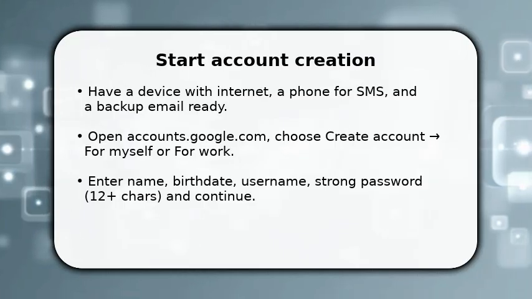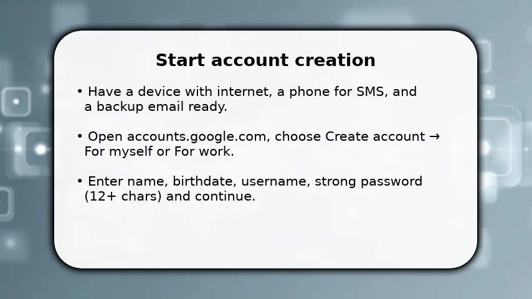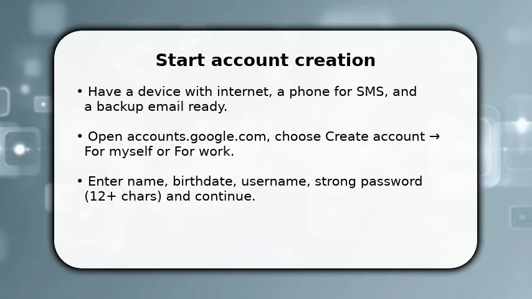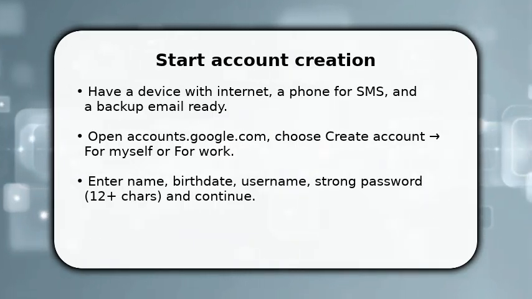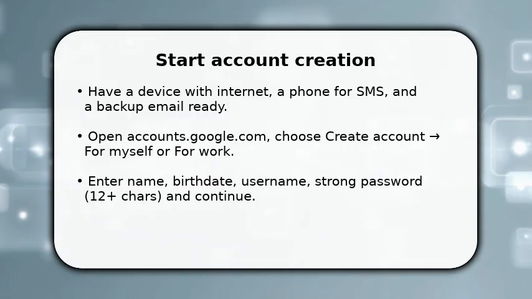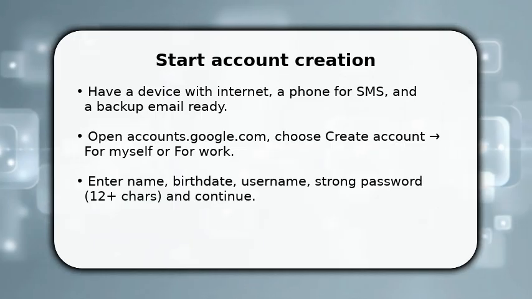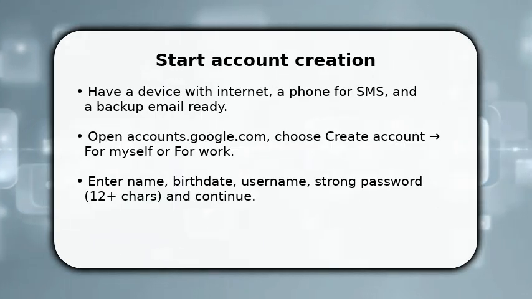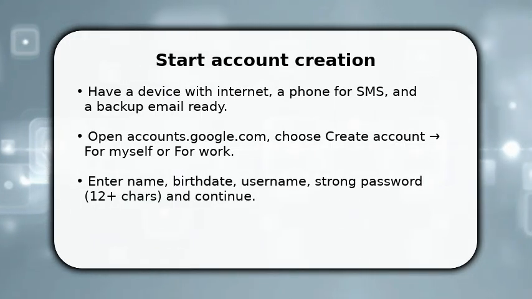You begin by using a connected device and a reachable phone number. This speeds verification. Once at accounts.google.com, choose Create Account and pick Personal or Work because that affects available tools. Next, type your legal name, a recoverable birth date, the username you want, and a strong password. Make sure to use 12+ characters or a passphrase so Google stores fewer risk signals.